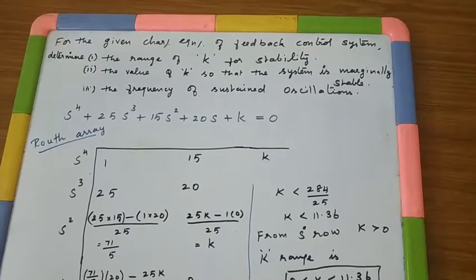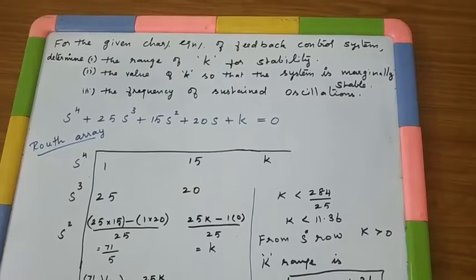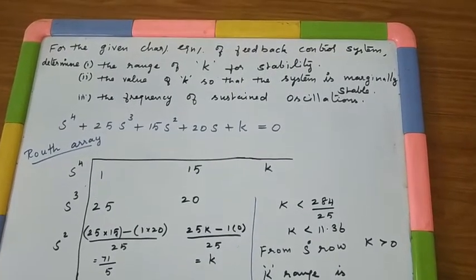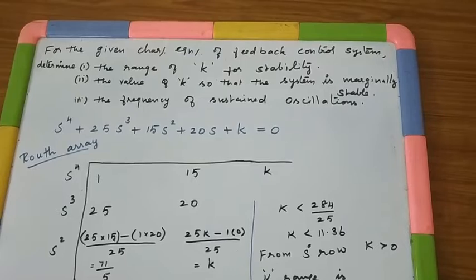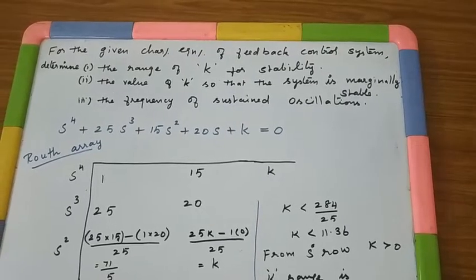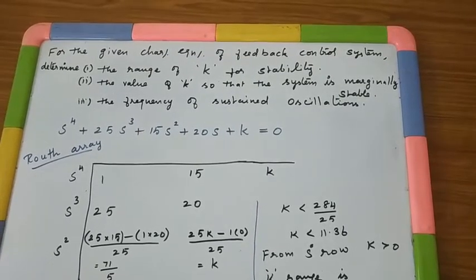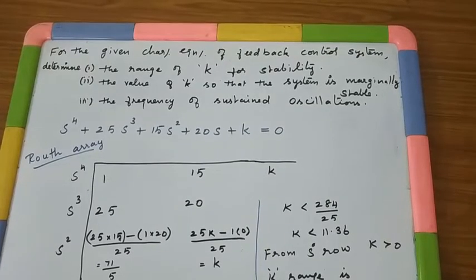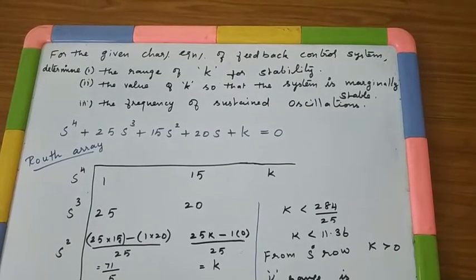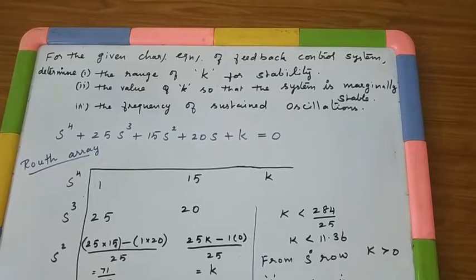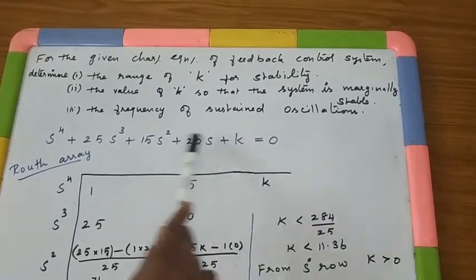Hello all. In today's video, we'll discuss, for the given system, how to determine the gain value for the system to be stable, and we'll find out the k value for the marginally stable system. Here the term k represents the system gain value. In this example, the characteristic equation of the system is given.